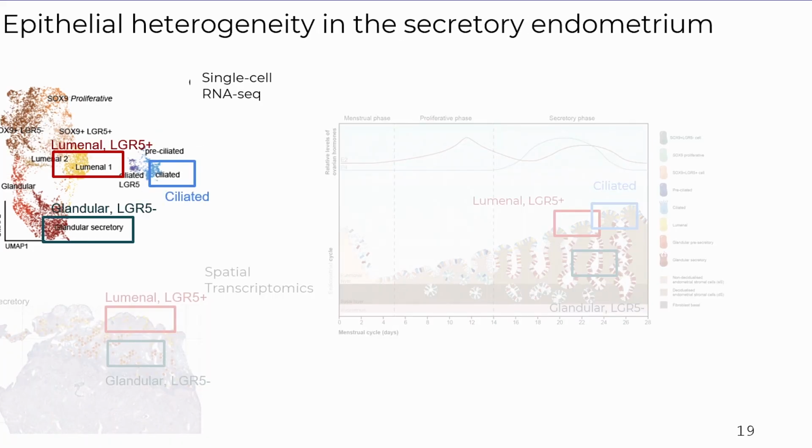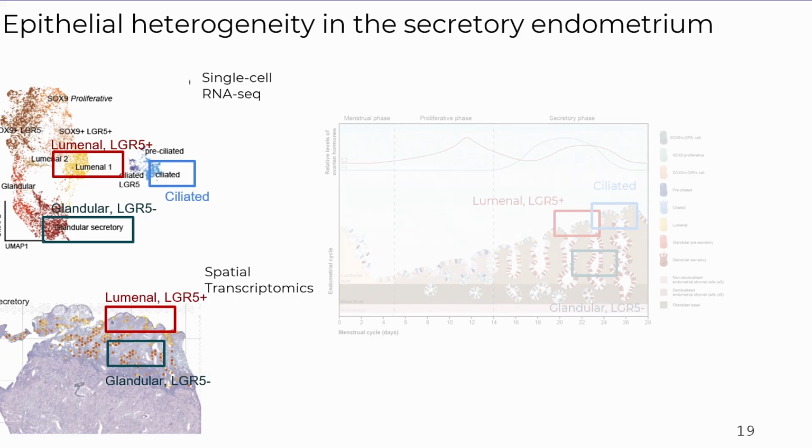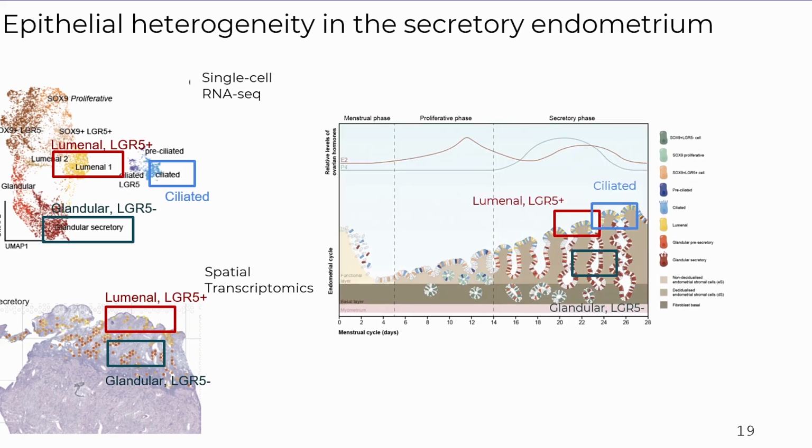So that's great, but then we wanted to know how those give rise to the heterogeneity of epithelial populations in the secretory phase, which will be the ones to do the function. And again, we see the LGR5 positive and negative, but also the ciliated popping up. And again, if we put this into the context of spatial transcriptomics, we can see again the location of LGR5 positive in the lumen and LGR5 negative in the base, in the glands, and again having this model where now we uncover the heterogeneity of the epithelial cells across the cycle.